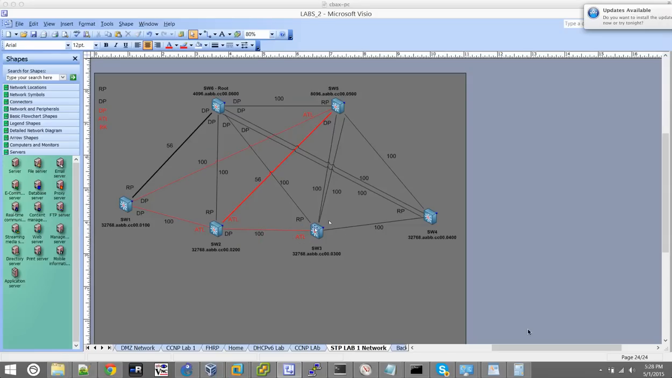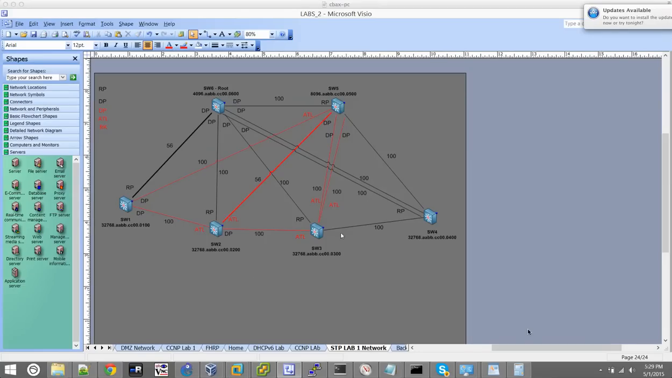Perfecto. Same thing here, we're going to go through the process between switch 3 and switch 5. His cost is 100. His cost is 100, but his priority is lower. So switch 5 gets the designated port on both selections of the segment because he has the lowest bridge priority. And this guy gets two alternate ports, and those two go into a blocking state.